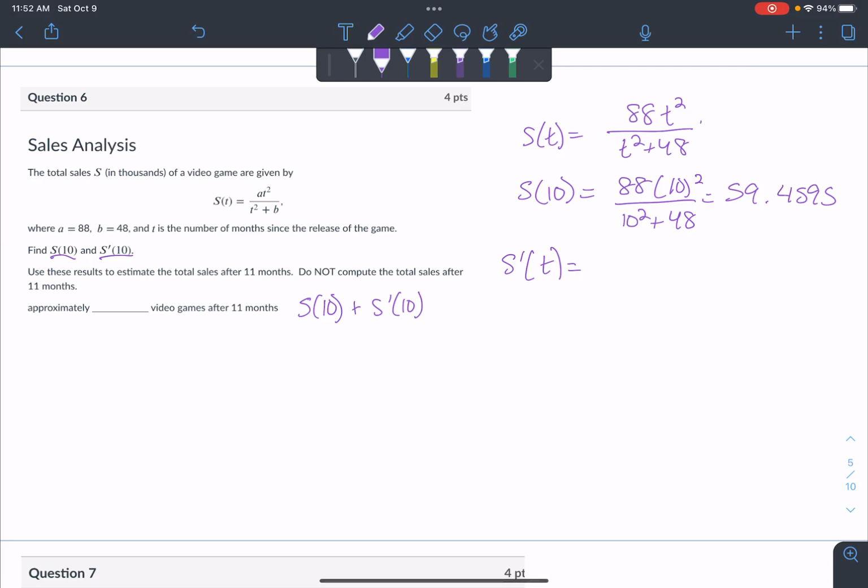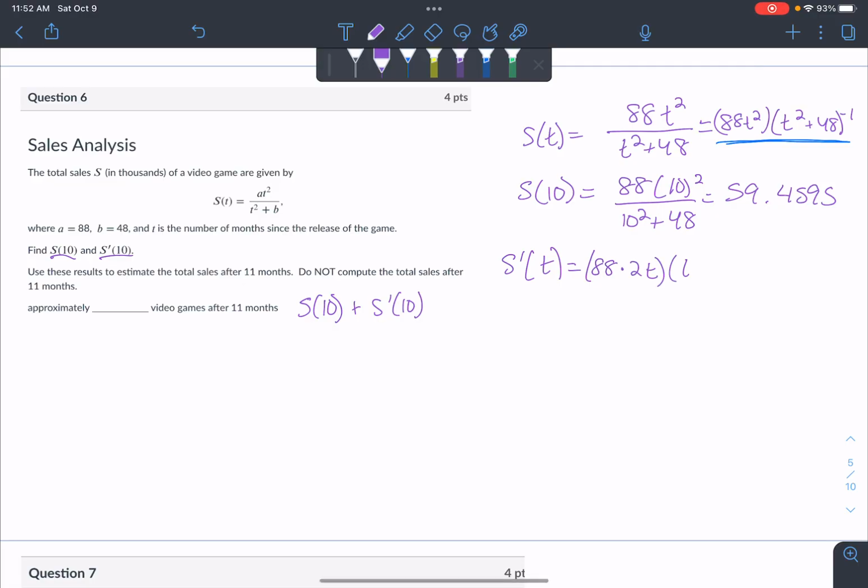I like to try to avoid the quotient rule, so I'm going to rewrite our original function as a product. So t plus 48. But if you feel comfortable with the quotient rule, by all means, go ahead and just take the derivative that way too. So I want to take the derivative of this product now. So that's going to be the derivative of 88t squared. So that's going to be 88 times 2t.